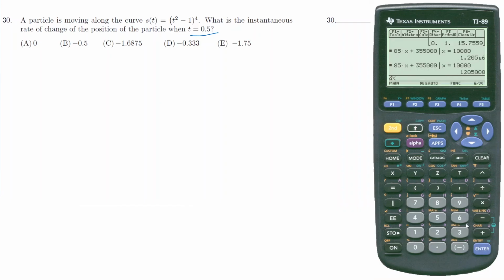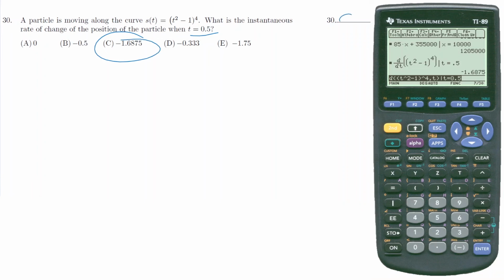And then, well, actually, let me just do it from scratch. So just differentiate. Here I have to do an extra bracket, t squared minus 1 to the power of 4, comma t, boom, vertical bar, t equals 0.5. And we got C as our answer. Great. Moving on.